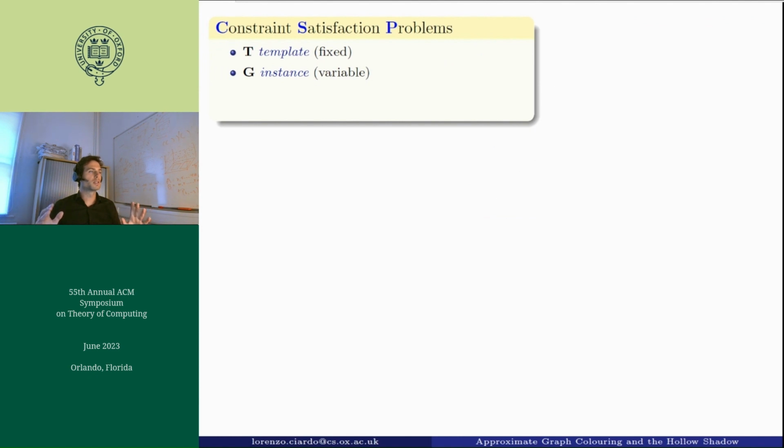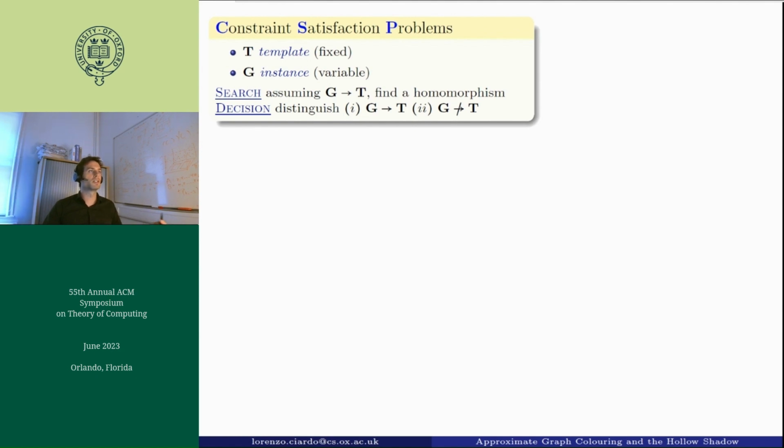All right, so let's look at the problem in a bigger generality. So let's look at constraint satisfaction problems. We are given a fixed template T, and a variable instance G. And the problem is, in the search variant, assuming that G is homomorphic to T, find an explicit homomorphism. In the decision variant, we need to distinguish whether G is homomorphic to T or not. Here, T and G are graphs, or we may want them to be hypergraphs, so the edge relation has a higher arity. We may also want that there are many different relations with arbitrary arities.